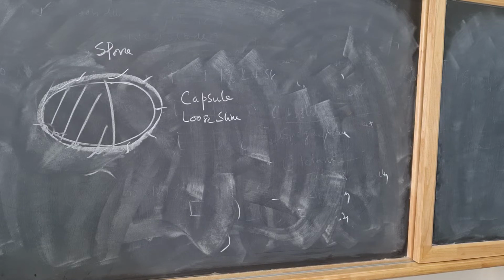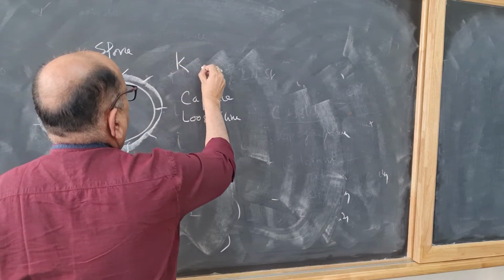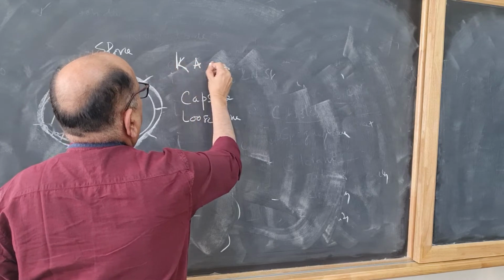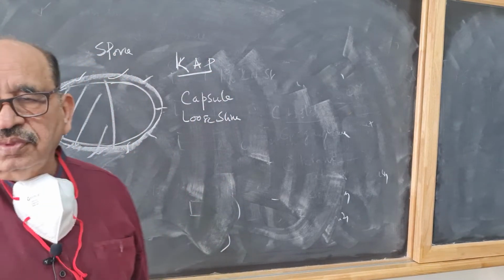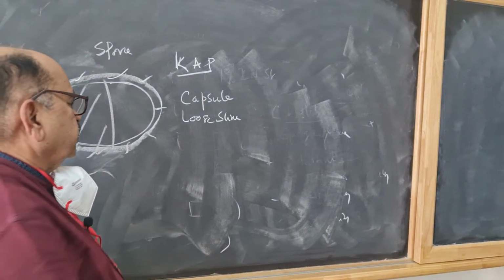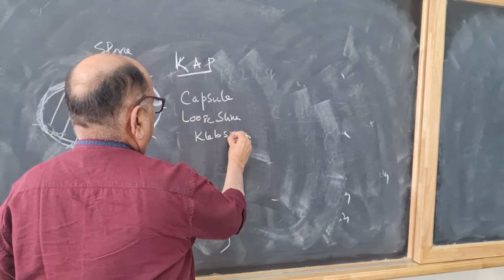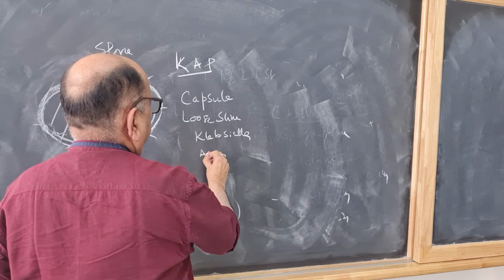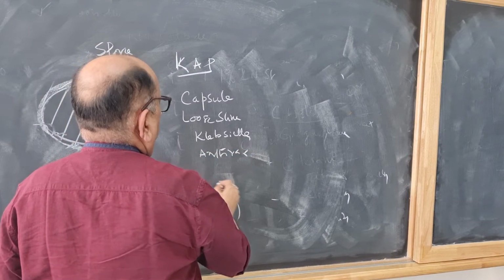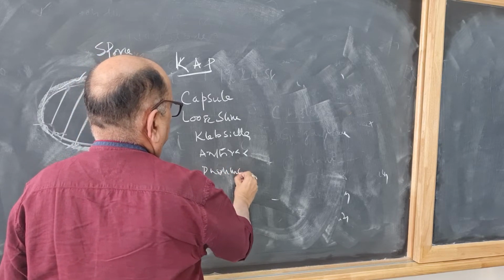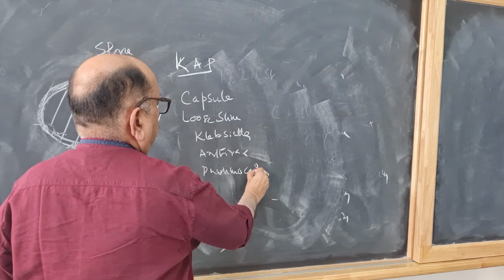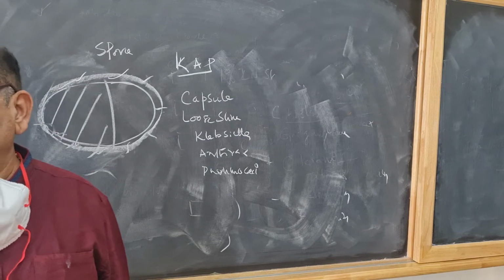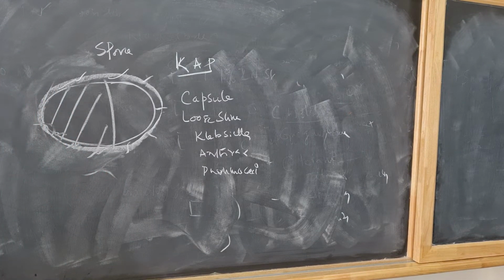Examples of capsulated organisms, remember with a mnemonic: KAP, K-A-P. K for Klebsiella, A for anthrax, and P for pneumococci. These are capsulated organisms. In pneumococci, the capsule is made up of carbohydrate, whereas in anthrax, it is made up of protein.